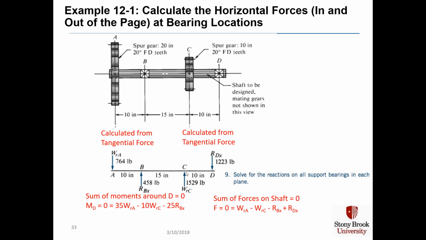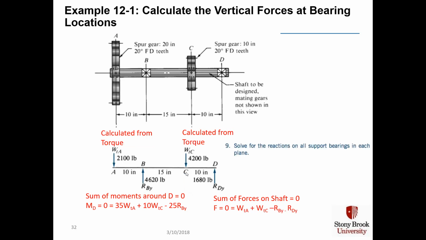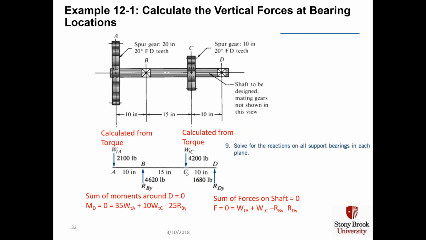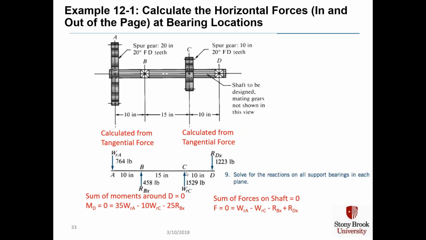Notice that the forces WRA and WRC are actually going to be in opposite directions, and that follows from the fact, and we'll show you the previous slide over here. You see that WRA shown to the right means when you rotate this picture 90 degrees, you'll see that the force is into the page relative to the shaft, but WRC is in the opposite direction, and that's why when you page to the free body diagram for the horizontal forces in and out of the page, WRA and WRC are acting in opposite directions.